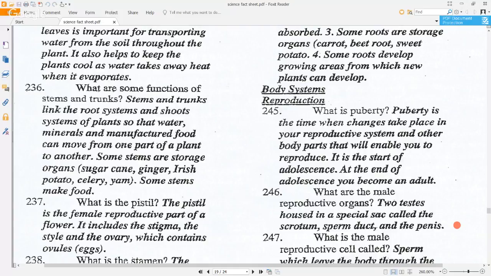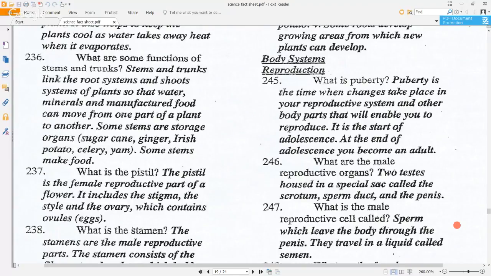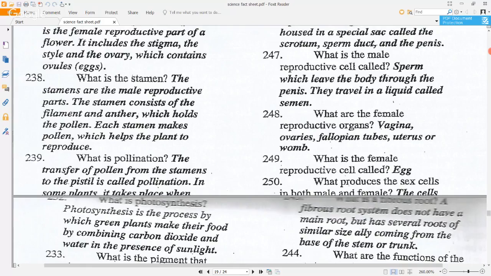What are the male reproductive organs? Well, we have two testes housed in a special sac called the scrotum. We have the sperm duct and the penis. What is the male reproductive cell called? Well, it's called sperm, which leaves the body through the penis. They travel in a liquid called semen.